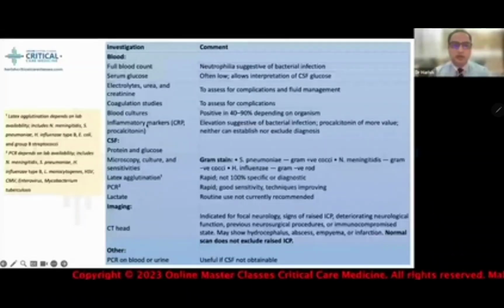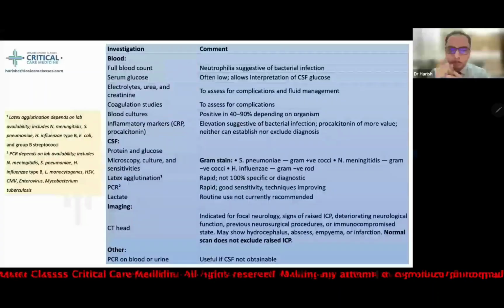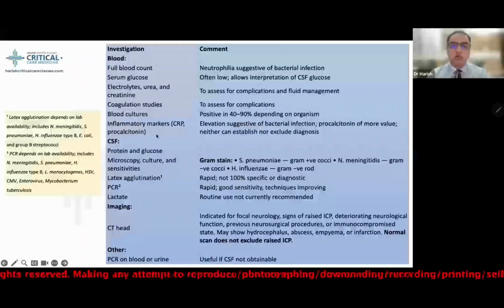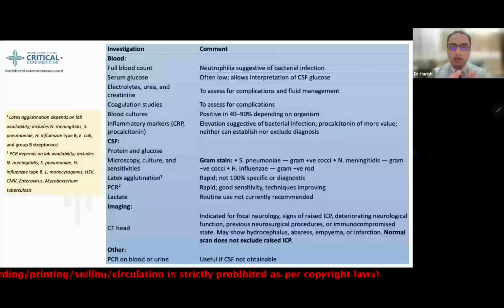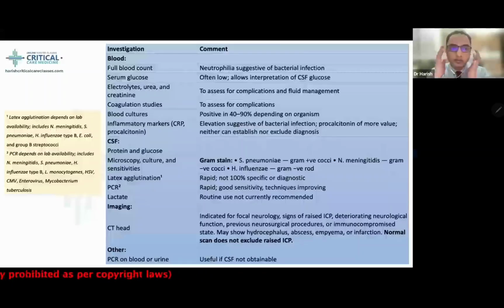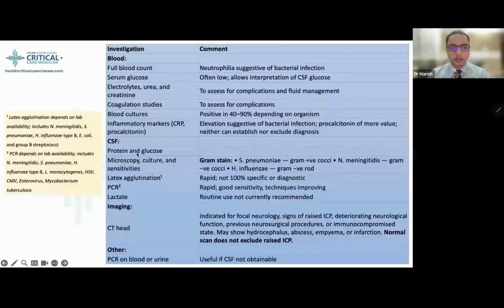to assess for complications. Culture: even though positivity is around 40 to 90% depending upon the organism, it is mandatory to send a blood culture. Inflammatory markers, as I told, like procalcitonin, don't use them for diagnosis. Usually they are elevated in bacterial infection, but not mandatory. Neither can establish nor exclude the diagnosis. That is very, very important. Procalcitonin or CRP is not a standalone criterion for diagnosis. When it comes to CSF examination: protein and glucose, Gram stain, microscopy, culture and sensitivity.